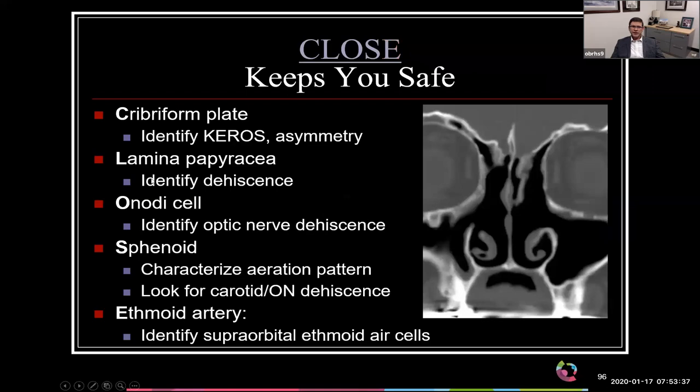So just in summary, in terms of the CLOSE mnemonic, using that at the end of your reports, for the cribriform plate, identify the Keros. You're looking for Keros 3, which is greater than 7 millimeters olfactory fossa depth or asymmetry. L is the lamina papyracea. You're looking for that remote orbital wall fracture. Onodi cell, identify it and then look to see if you have optic nerve dehiscence. Sphenoid sinus, for the pneumatization, we're looking for that sellar variant, which is that excessive pneumatization that goes inferior and posterior to the sella. Look for both carotid and optic nerve dehiscence. And then lastly, the ethmoidal artery, you're looking for supraorbital pneumatization of the ethmoids above that ethmoidal notch.